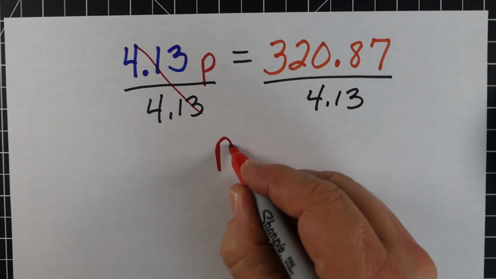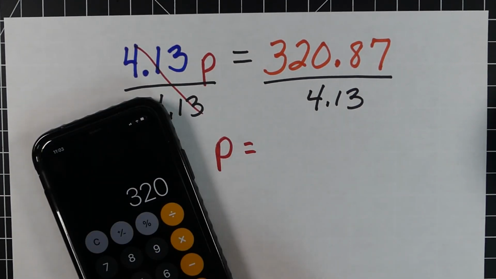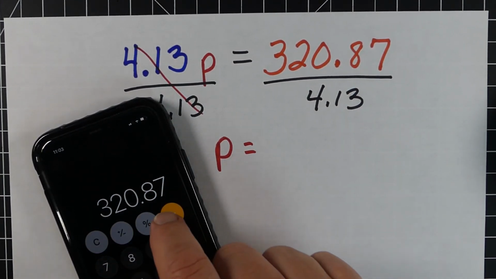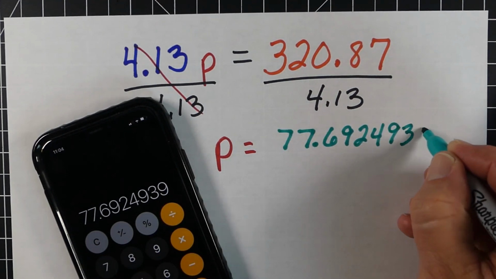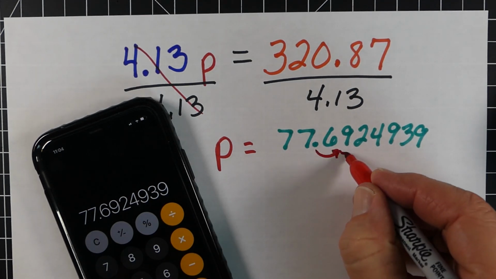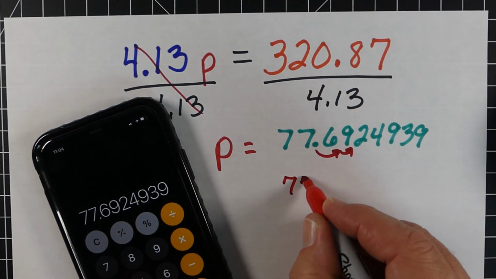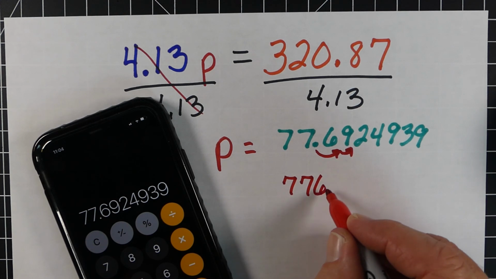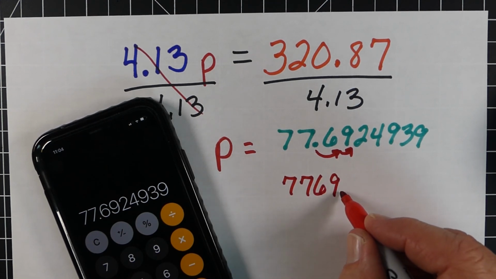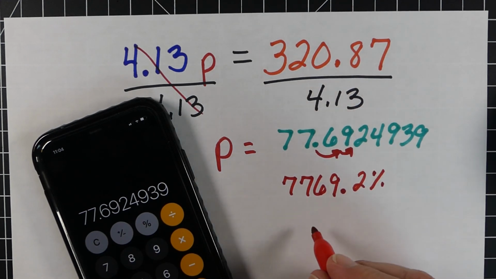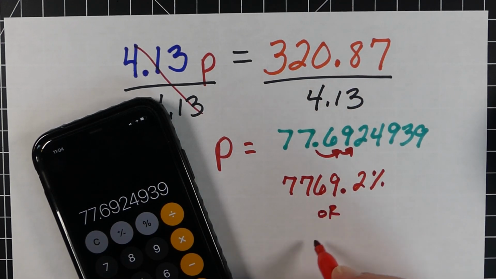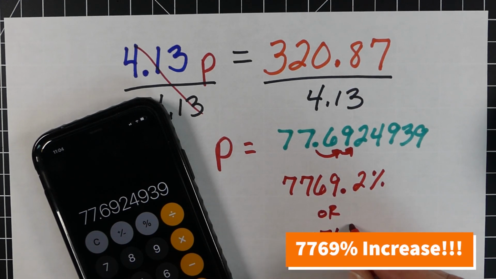Now when we do that, again, the left side is just our P, which is our percent as a decimal. We divide the other side also by 4.13, and you get 77.69 and a bunch of other numbers. If we multiply by 100, that decimal moves 2 times to the right, and we end up with 7,769.2%. Or if you just want to go a whole number, 7,769%. A dramatic increase.